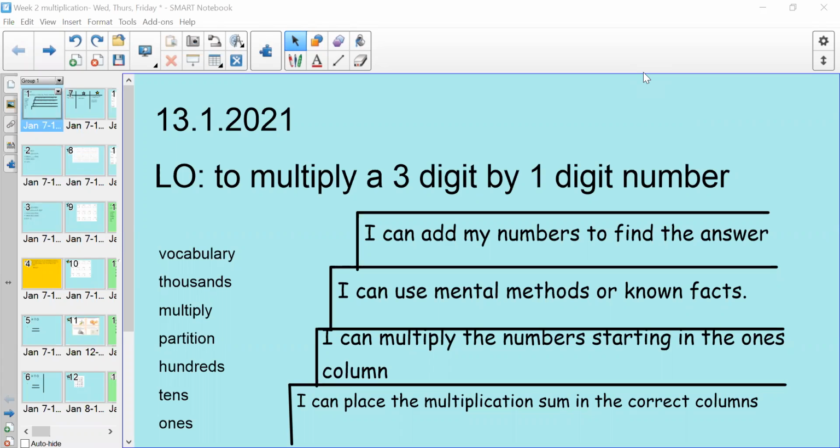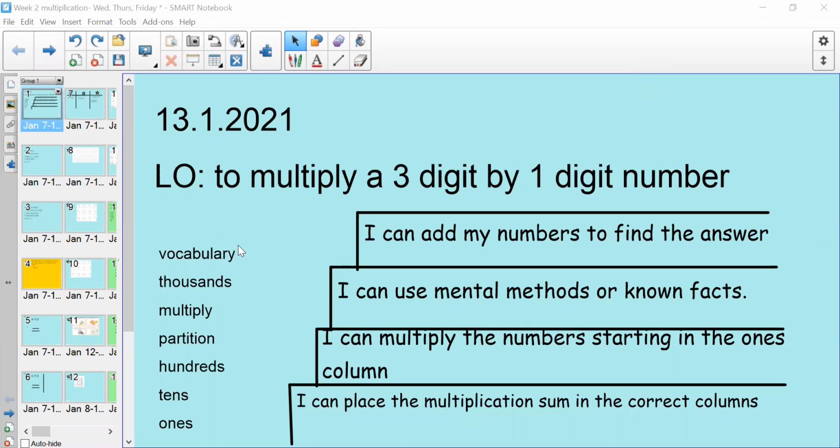So our learning objective for today is to multiply a 3-digit by a 1-digit number. And our steps to success are: I can place the multiplication sum in the correct columns. I can multiply the numbers starting in the ones column. I can use mental methods or known facts. And I can add my numbers to find the answer.